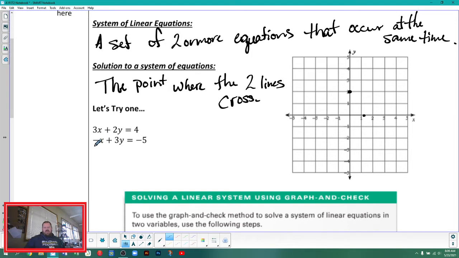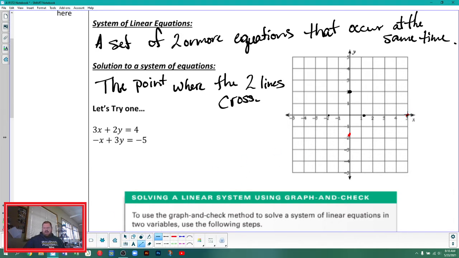Now the next one, when I cover up the x term, I get 3y equals negative 5. So y is equal to negative 5/3, so that's going to be somewhere in there. And when I cover up the y term, I get negative x equals negative 5, which means the x-intercept is 5.